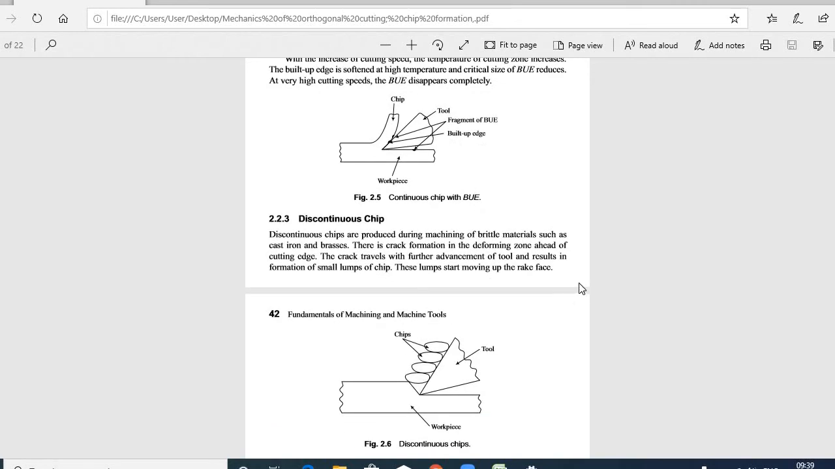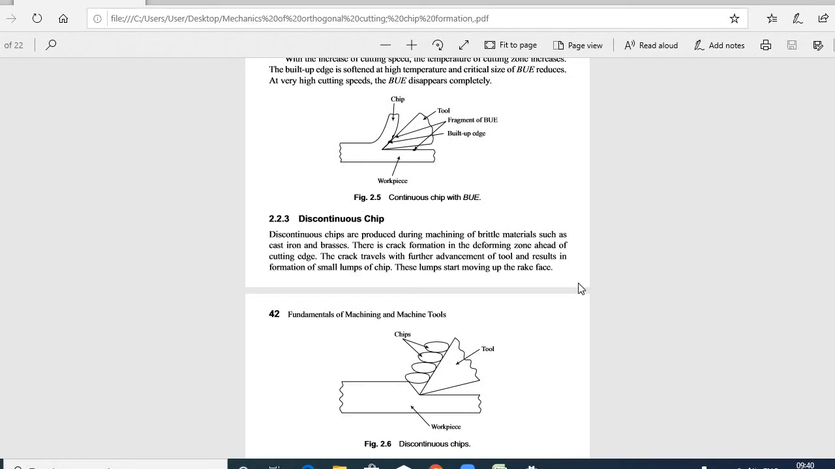Next one, discontinuous chip. You can see in the figure and compare with all the types of chips you have observed till now. By comparing all those, you can confirm how discontinuous chips occur. In the figure, chips are of different shape and size, and those are fully attached or beside the tool. Discontinuous chips are produced during the machining of brittle materials such as cast iron and brasses.